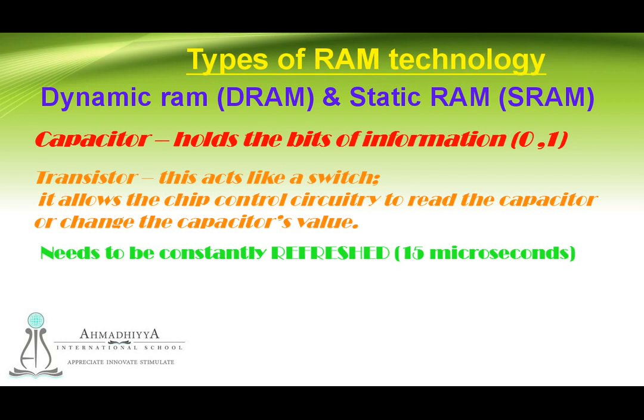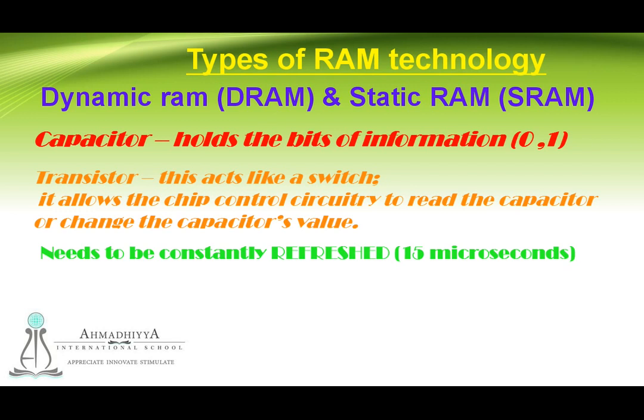DRAM chip consists of a number of transistors and capacitors. Moreover, each of these parts is tiny, since a single RAM chip will contain millions of transistors and capacitors. Now let us see the functions of capacitor and transistor. Capacitor, this device holds the bits of information like 0 or 1. Then transistor. Transistor actually acts like a switch.